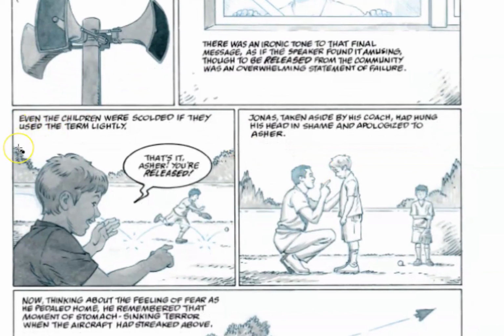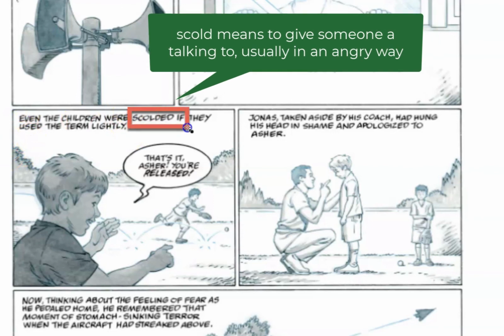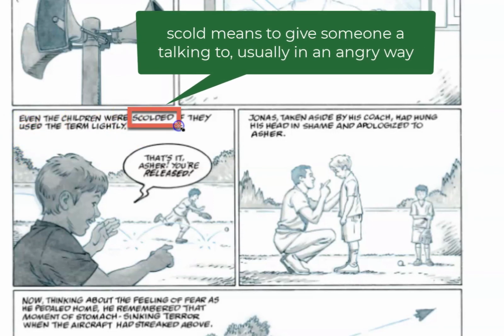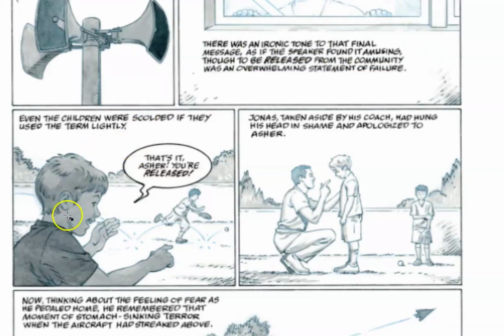So in the next panel, it says, even the children were scolded if they used the term lightly. So scolded means that you get a talking to, or somebody tries to teach you to do something differently. And it looks like some younger kids here are playing ball. And it says, that's it, Asher, you're released. Probably because if you follow this line, the ball bounced and went past the child that's with the glove. So they're playing baseball, and he missed. So therefore, this child says he's going to be released.